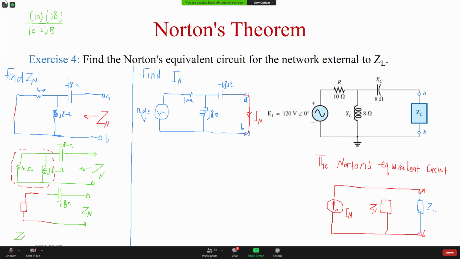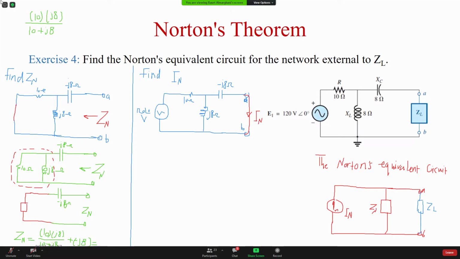So Zn, this one here, which is that answer, I can just write it 10 J8 divided by the sum 10 plus J8. And this is added to this because they're connected in series. So plus minus J8. And this should give me the total impedance.